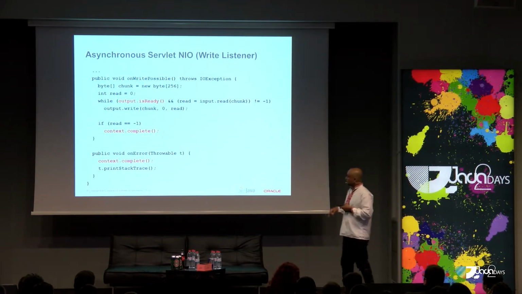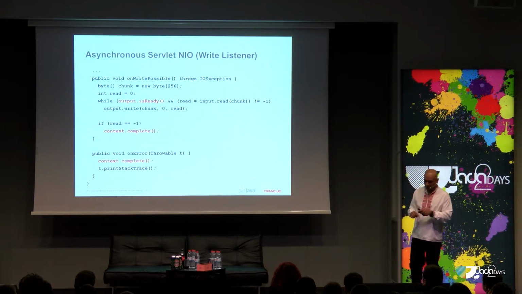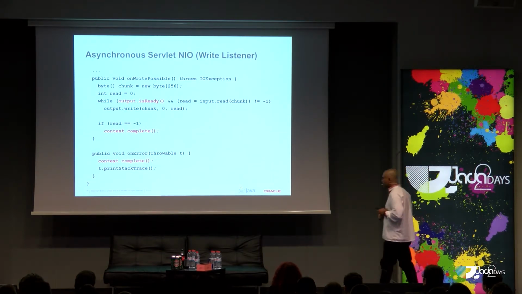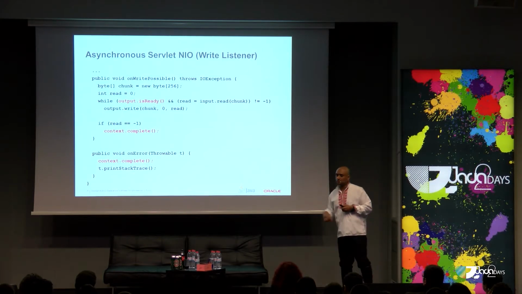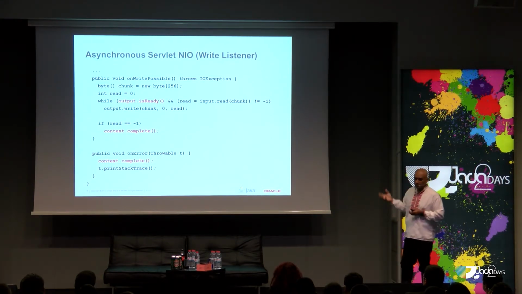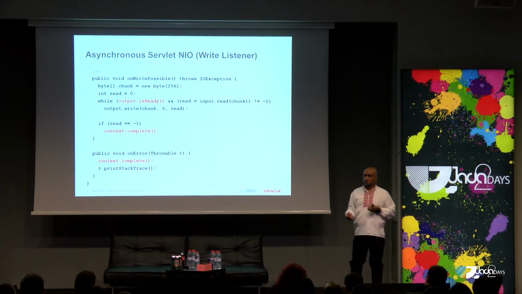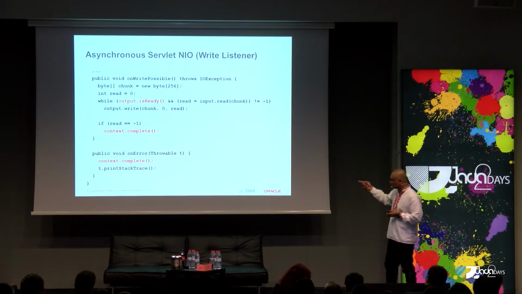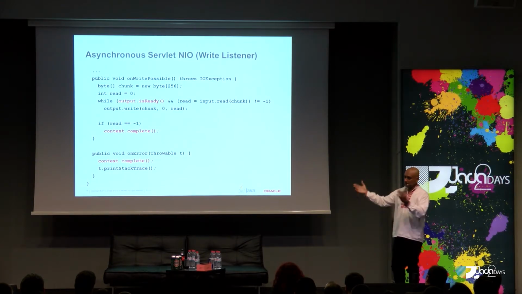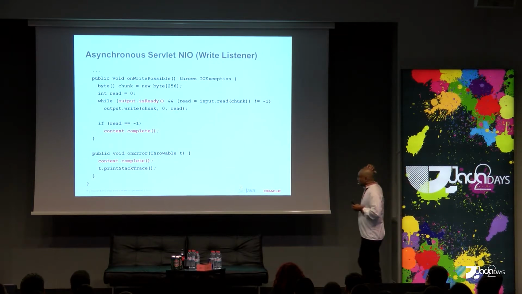There are two different callbacks on the write listener. One is onWritePossible, and the other is onError. onError is not terribly interesting. All this does is say, while I'm trying to write, if I encounter an error, please give me the handle to the error message, and when I receive that, I simply call context.complete, which closes up the connection.